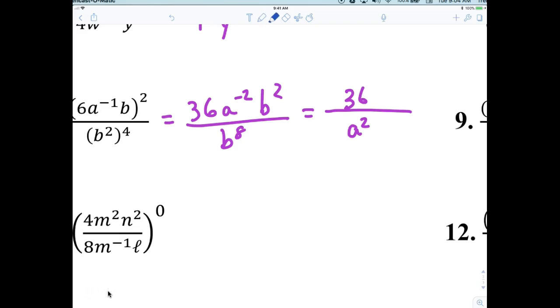Allie, listen. Why would you move the a without the 36? Because the 36 doesn't have a negative exponent. Very good. That's what I'm saying. You guys, listen to me. Some of you, I'm trying to make you mad at me sometimes because I want you to listen better. And I want you to discover on your own.